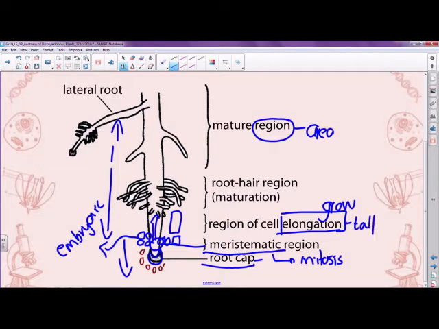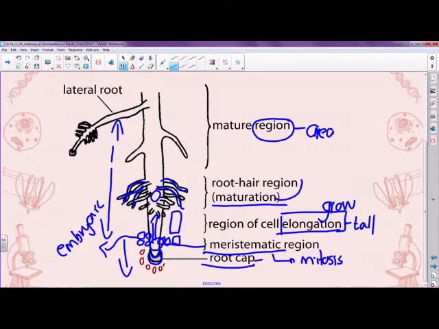Okay, so in that region, what are we doing? My root is actually growing so that it can force down, but also so that my plant can go upwards. Then we get to an area, the maturation. Maturation means that when I'm going to look inside the root here, you'll see that there's a whole lot of root hairs, epidermal cells.